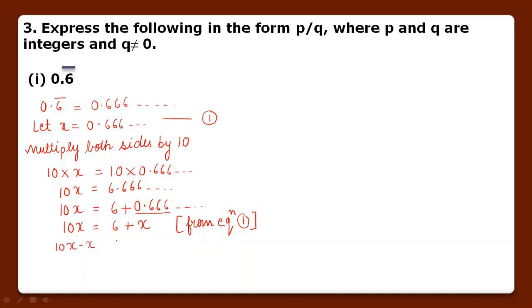10x minus x is equals to 6. Here it is 9x is equals to 6. x is equals to 6 upon 9, which is equals to 2 upon 3. अब आपने इसे p upon q की फॉर्म में भी लिख दिया. p and q are integers and q is not equals to 0. I hope this trick is clear to you. Now let's do the second part.